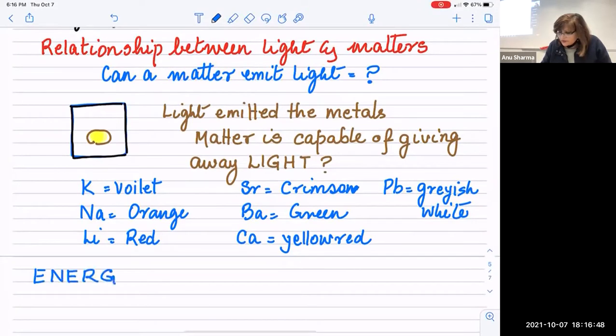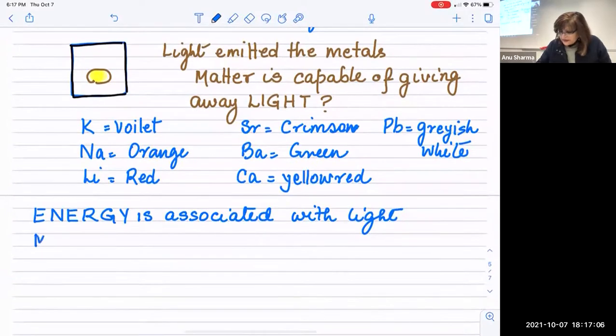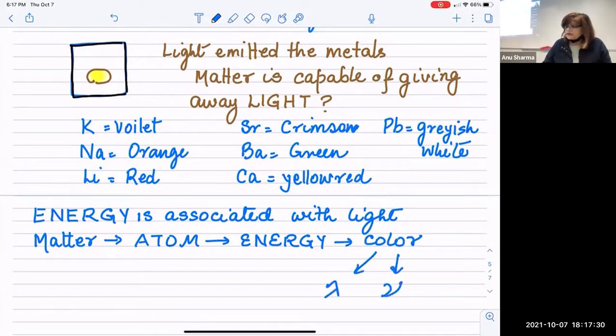We know what white light is. White light is all these colors, VIBGYOR, right? So energy is associated with light. That means that matter is made up of atoms, and atoms are associated with some form of energy. There is some energy present inside the atoms, and this energy is associated with colors. And what do these colors signify? Or where do they come from? The wavelength and the frequency are associated with the colors of light.